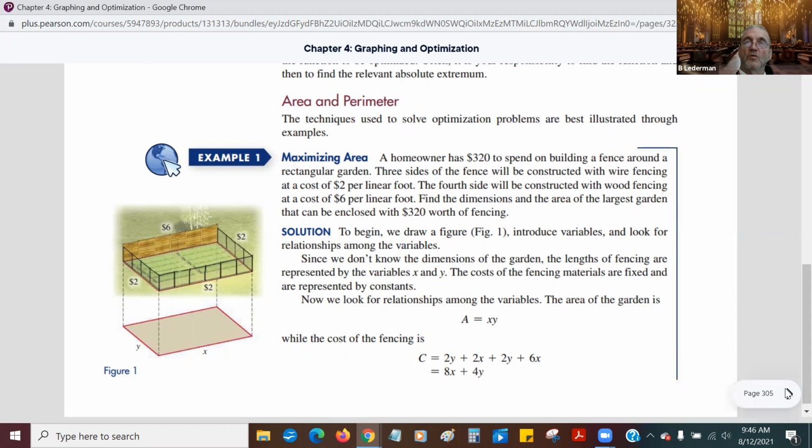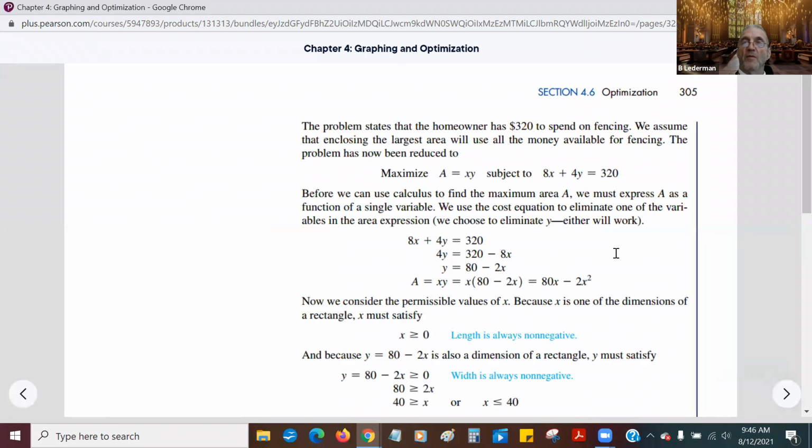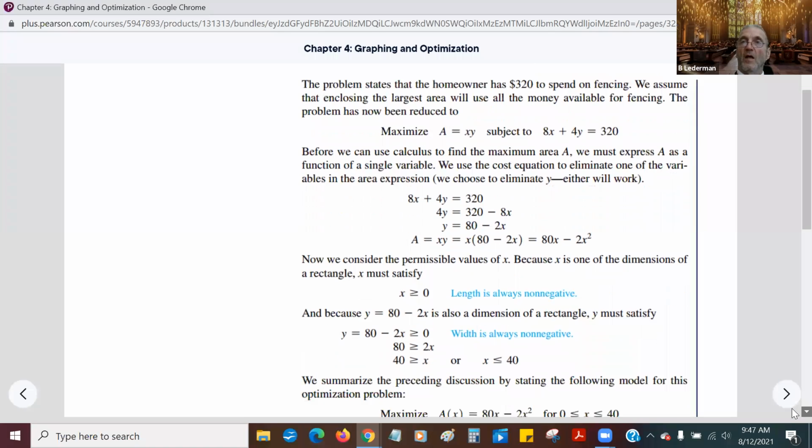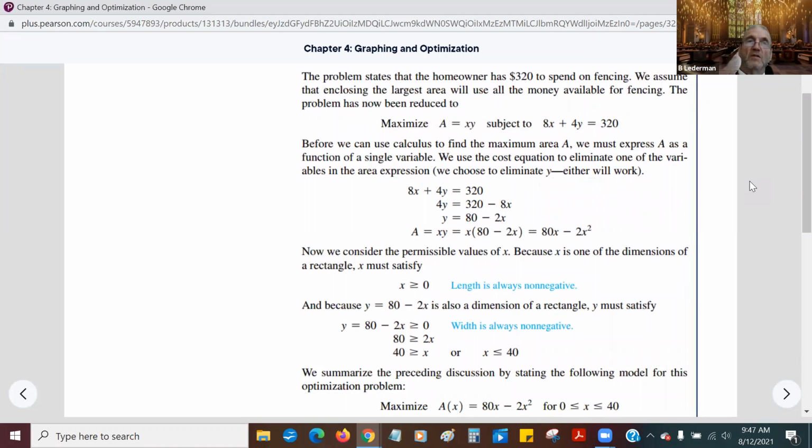So all I'm going to do is take the cost and set it equal to $320. Now, I know that XY has to be a maximum, so I'm going to do something so clever. Let me move my picture out of here. I'm going to solve for Y in this equation. So 8X plus 4Y equals 320, 4Y equals 320 minus 8X, Y equals 80 minus 2X, because I divide everything by 4.